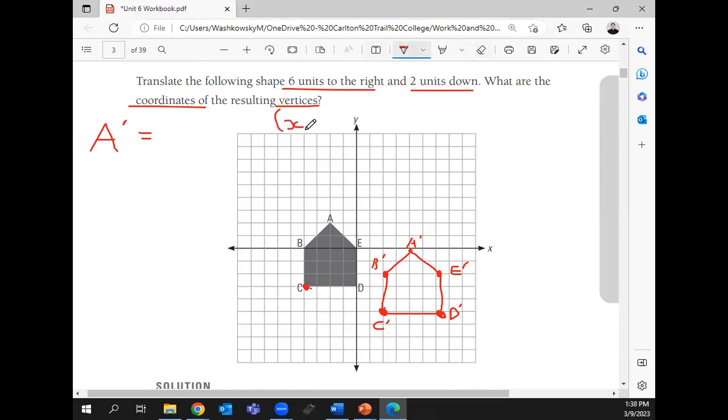So exactly how you see it here is what your image should now look like, and I've labeled everything there. If you want to know the coordinates of A prime, I can see that it's 4 along the x-axis and it's 0 on my y-axis. So it would just be positive 4 and 0, right?